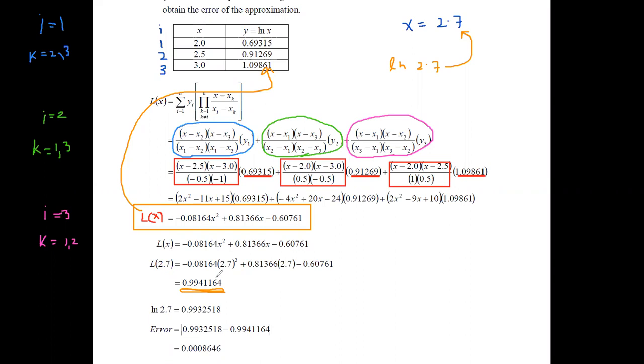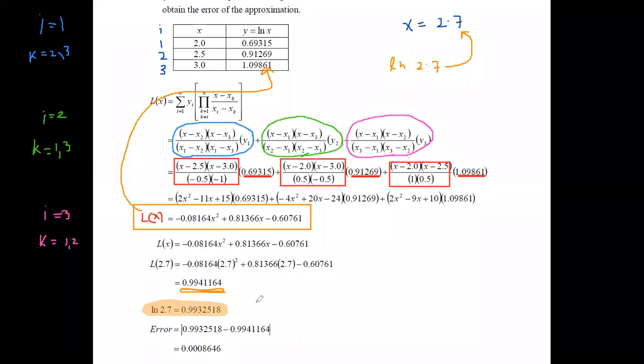And as the last part of this question, you are asked to obtain the error for this. Therefore, what you can do is, this is the approximation you have obtained. This is actually an approximation, but if you go through the exact value of ln 2.7, this would be the exact value for ln 2.7.